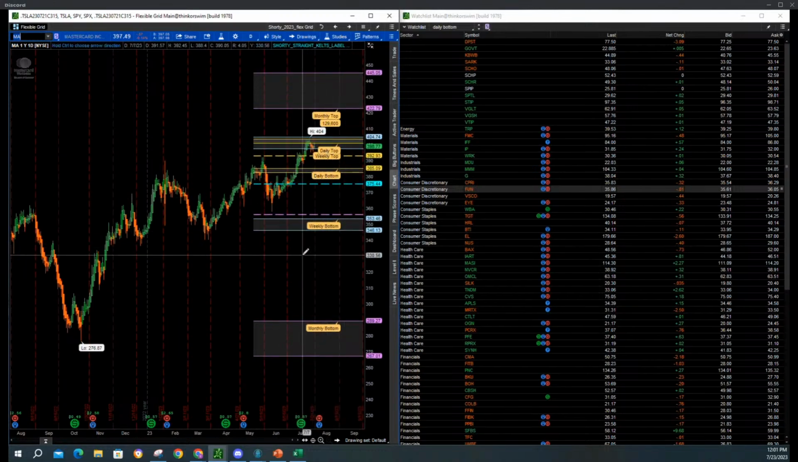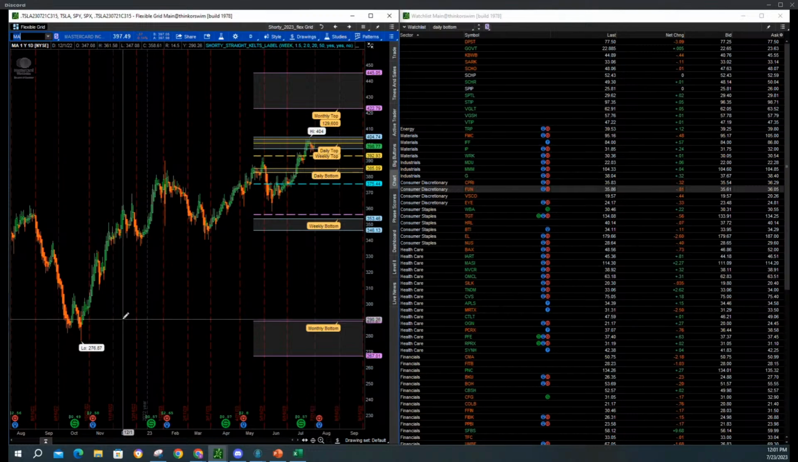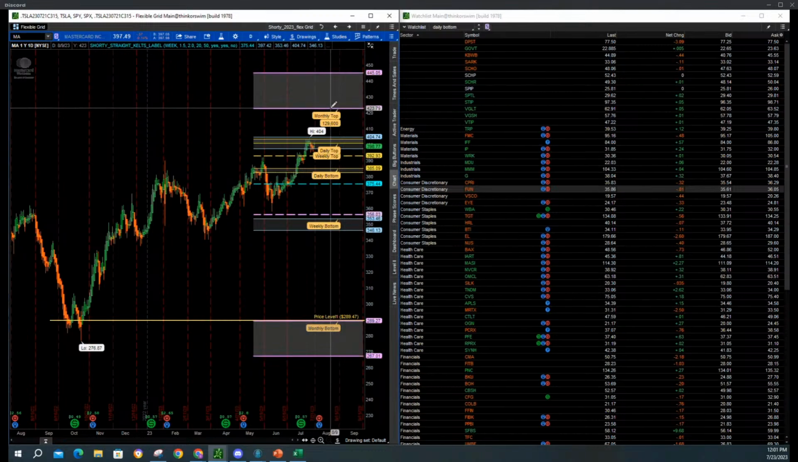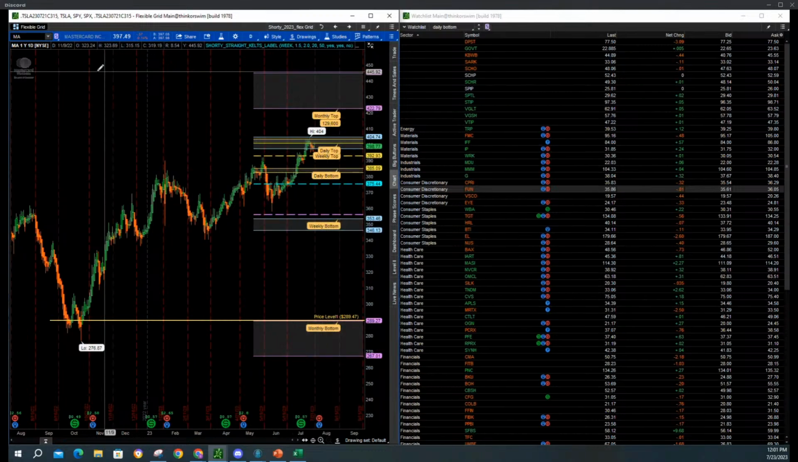It's actually setting up for a completion of the monthly cycle completely here. So if you think about it, this monthly cycle here is about to complete here at 422. I'm not interested in that one there.